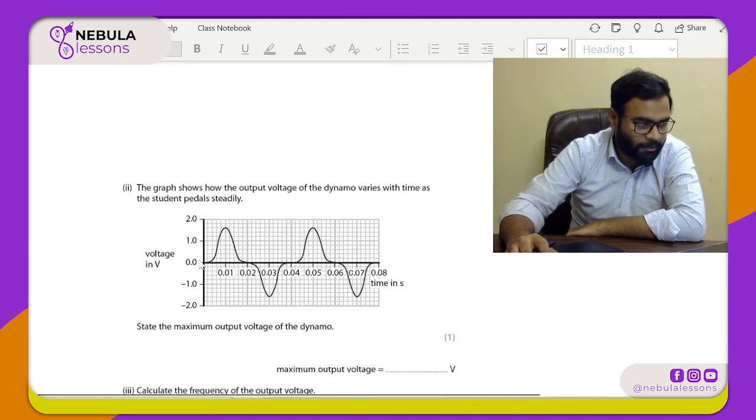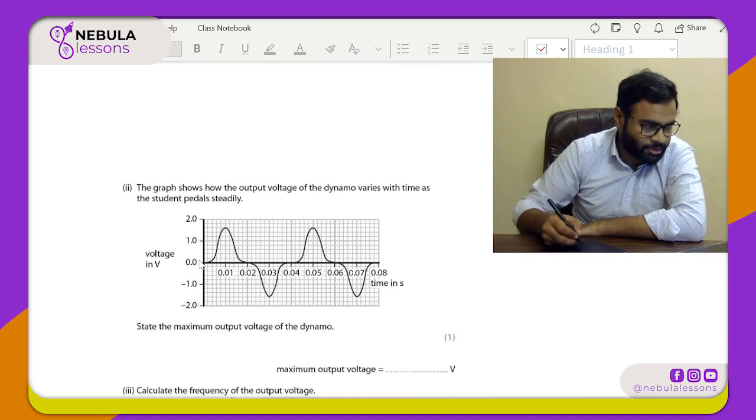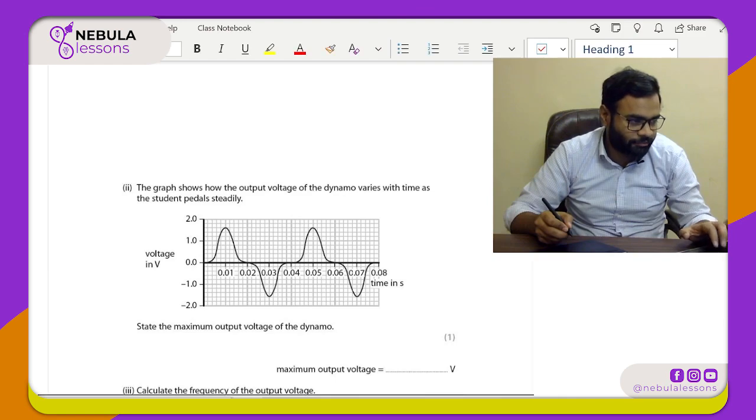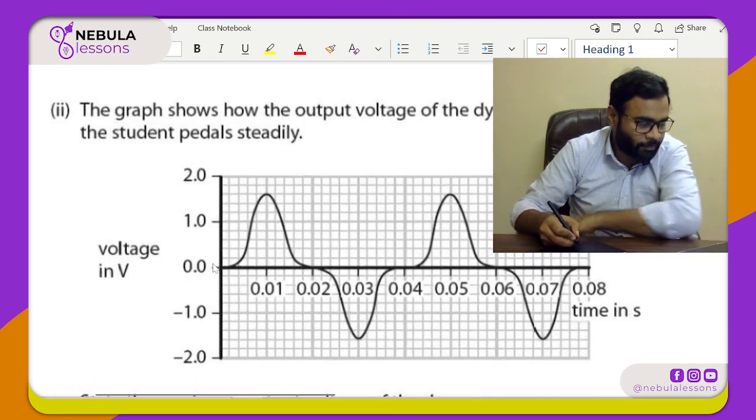Then B part II. This part shows the graph of voltage and time. The graph shows how the output voltage of the dynamo varies with time as the student pedals steadily. On the vertical axis you have the voltage output, and on the horizontal axis you have the time. It's asking you to state the maximum voltage of the dynamo. For this you simply have to read the graph.